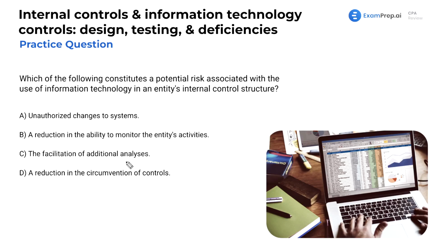You've got more data. And then a reduction in the circumvention of controls. That's not really going to be a risk. That's not going to really be positive either. It's not going to help us particularly reduce the circumvention of controls, but also this is a benefit. So it wouldn't be a risk. Different ways to look at possible answers and eliminate them. Regardless of if this is related to IT or not, this is something that's good, whereas this is something that's bad. And by that logic, we can select A.